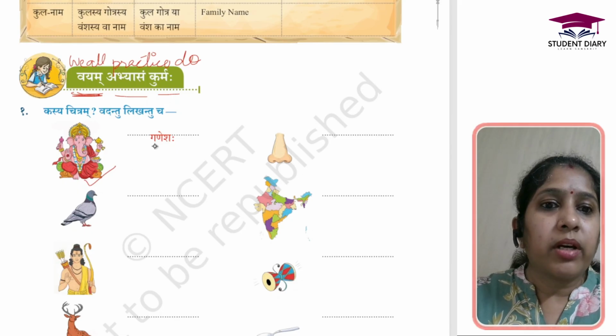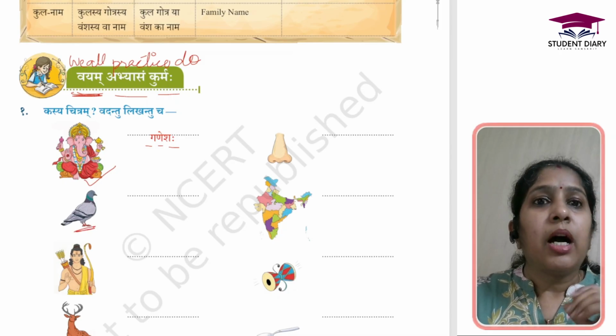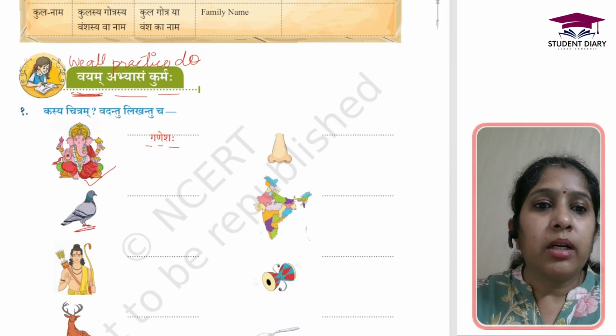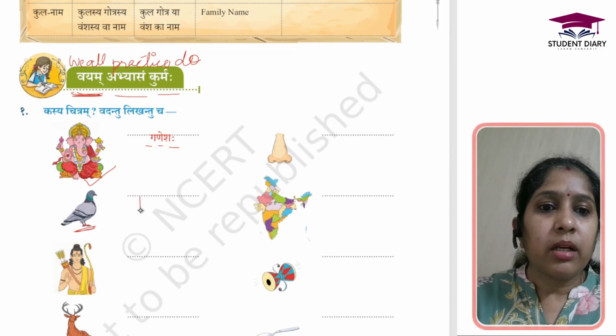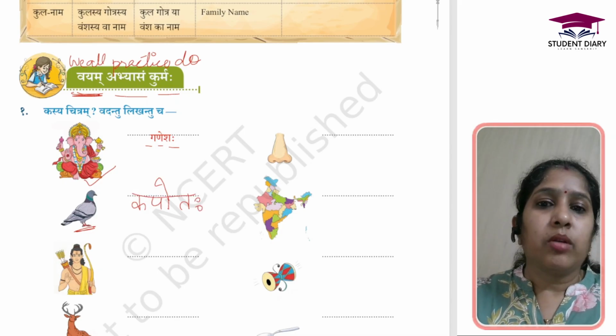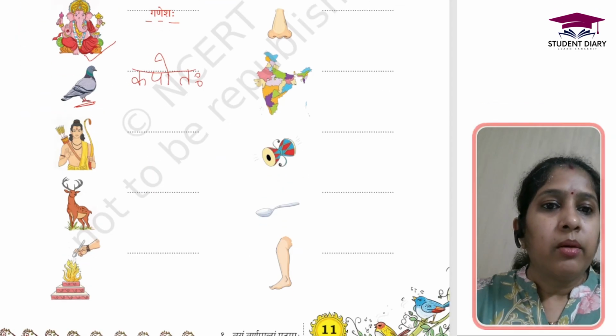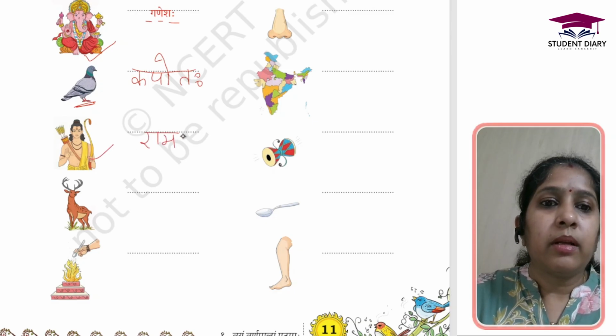It is Ganesha. So they have written Ga, Na, E, Shah, Ganesha. Correct. Let's go for this one. What is it? Pigeon. How do we say pigeon in Sanskrit? Kapotah. So let's try to write kapotah. Ka, po, tah. Ta and a visarg. Aha is there, right? So kapotah. Now, who is he? Ram, right? So it will be Ramah.